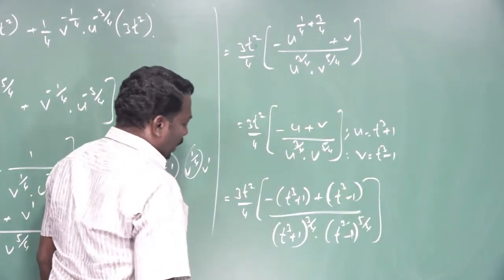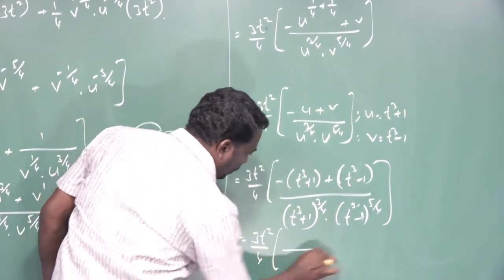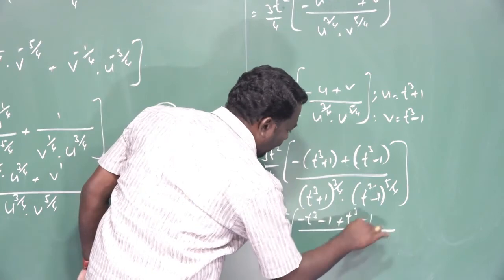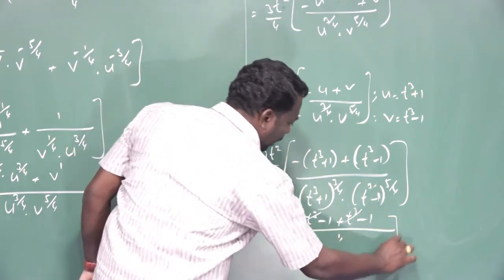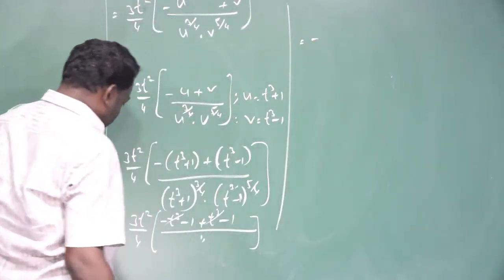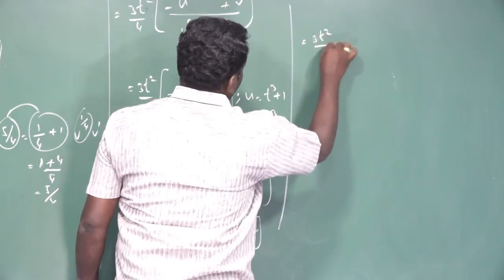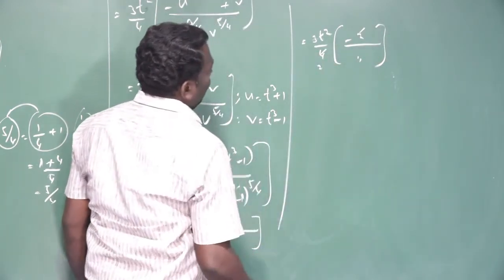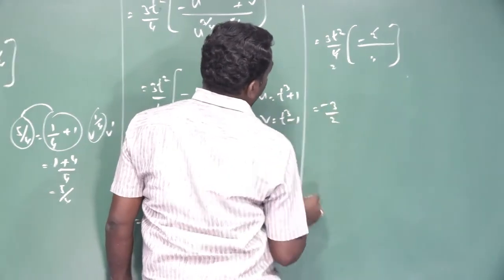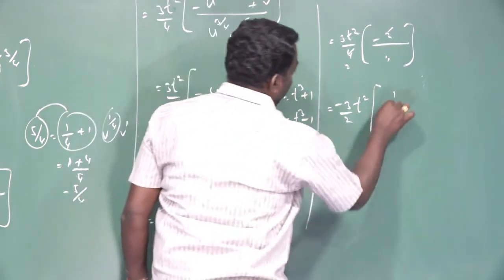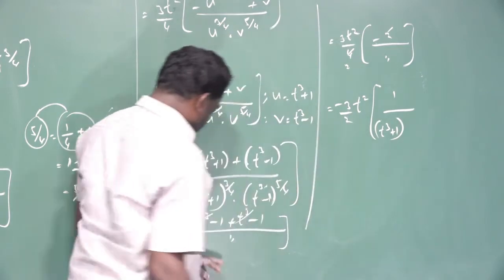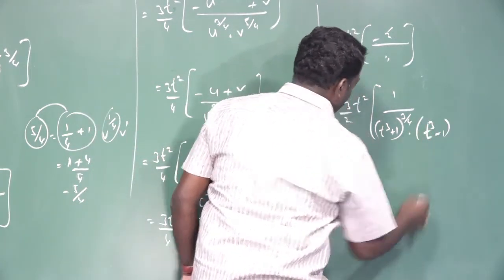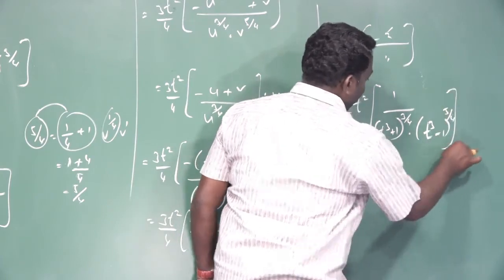Just simplify the numerator. That is equal to 3t square by 4 as it is, the same denominator, and just remove the bracket: multiply the term, minus t cube minus 1 plus t cube minus 1. Minus t cube plus t cube are cancelled, remaining we have minus 2. Therefore, that is equal to minus 3t square by 4 outside as it is, minus 2 by the denominator, simply the same term. The 2 and the 4 are cancelled, that is equal to minus 3 by 2 into t square within the bracket of the term, 1 by t cube plus 1 whole power 3 by 4 into t cube minus 1 whole power 5 by 4, and this is the final simplification.